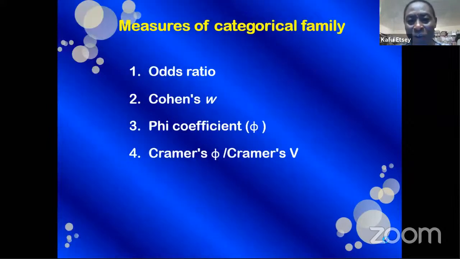Then we come to the categorical family. For the categorical family, the ones we use are odds ratio, Cohen's W, the phi, depending on where you are from, then Cramer's phi, or Cramer's V. These are the measures of the categorical family. For each one of them, there are situations where we use them, and that is the study I want each one of you to do. When do we use each one of these?